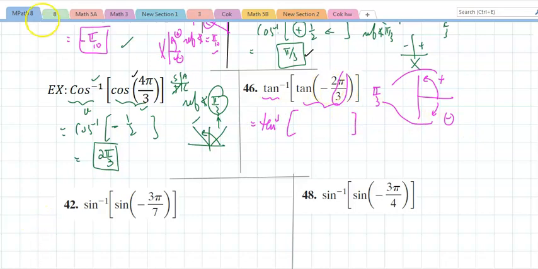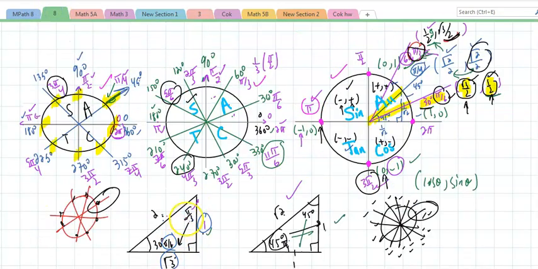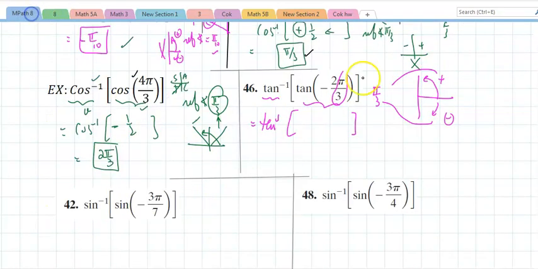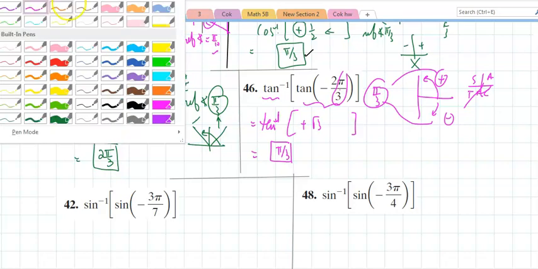So, pi over 3, tangent is radical 3. Where is negative 2 pi over 3? Negative 2 pi over 3 is in that quadrant. And in that quadrant, tangent is positive. Since the inverse tangent is positive, we're in quadrant 1, and we would use the reference angle.